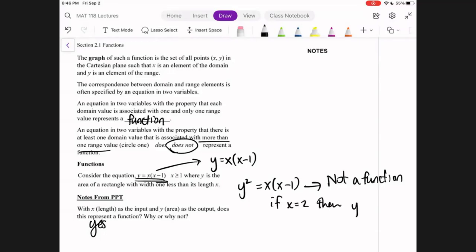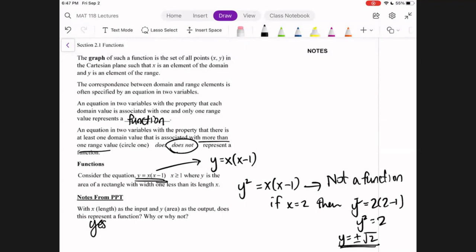If x is 2, then y squared equals 2 times 2 minus 1, so y squared would equal 2. What would y have to be? I would take the square root, so y would equal plus or minus the square root of 2. So there are two possible values I can plug in, because remember, when you square a negative number or a positive number, it gives you the same number. So typically, if y is raised to a nice odd power, it's a function.